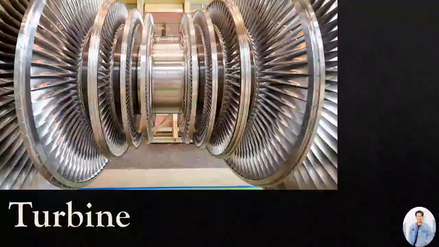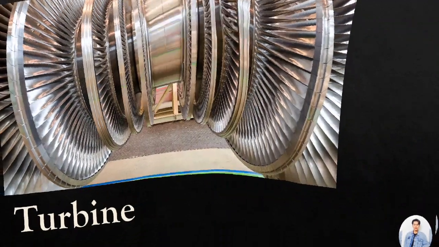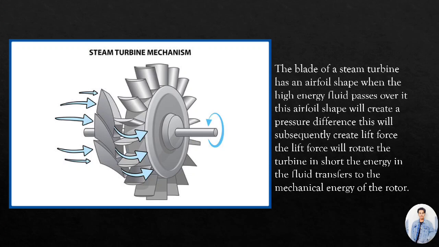For the basic working, let's first observe one of the blades. You can see that the blade of the steam turbine has an airfoil shape.